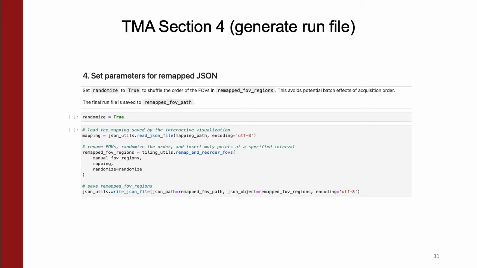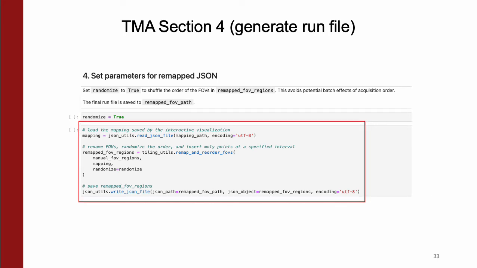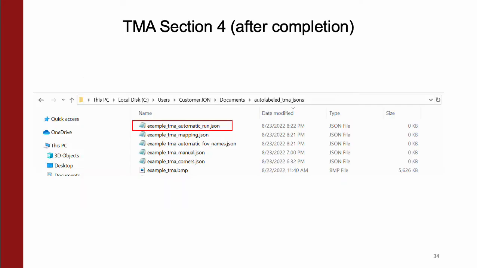And that'll bring us to the fourth and final section, which allows you to apply that renaming scheme to the finalized run file. Most will be running this cell as is, since randomization can help avoid potential batch effects of acquisition order. And then run this final cell, go to your auto-labeled TMA JSONs folder, and ensure that you have this automatic run file boxed in red, prefixed with the same prefix you set at the beginning. This is a run file that you'll be using for your MIBI cohort.